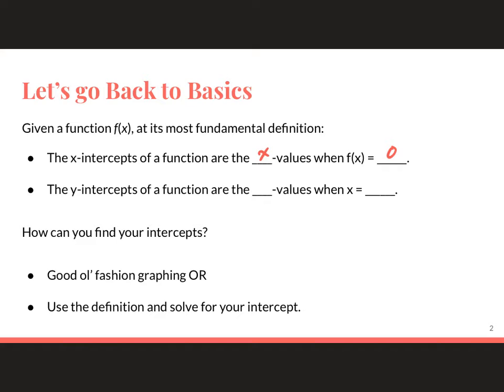For the y-intercepts of a function, they're actually going to be the y values when x equals 0. So in order to figure out what your y-intercept is, you can just substitute all your x's for 0, evaluate your function where x equals 0, and then figure out your y value. And then I don't know why I put this as plural. It should just be 1, right? You can only have one y-intercept, or else it's not going to be a function.